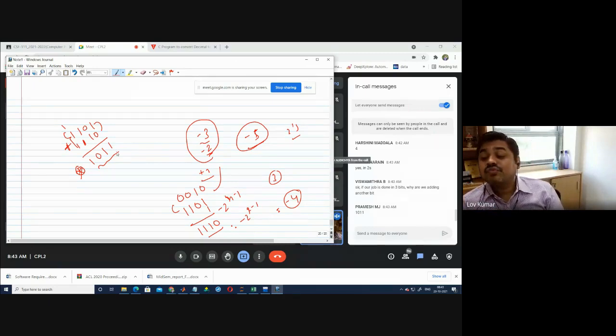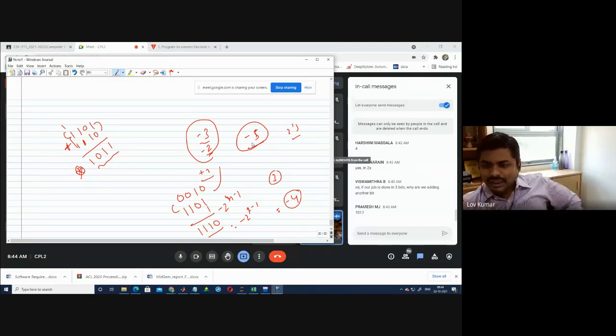Why are we taking 4 bits? Because the output we will get, -5, cannot be represented using a 3-bit number. That's why we are taking 4 bits.